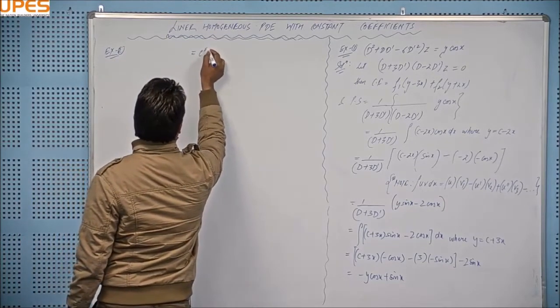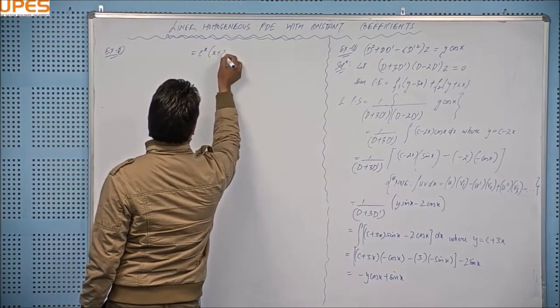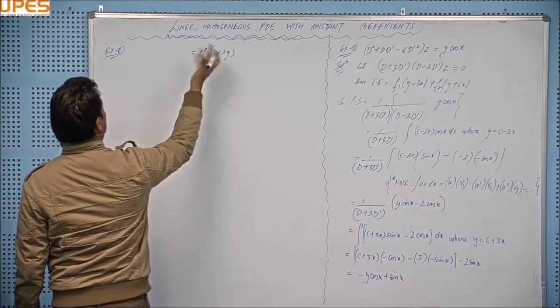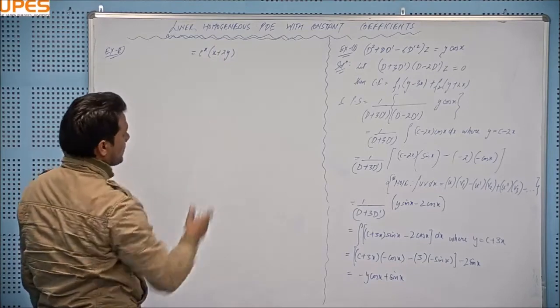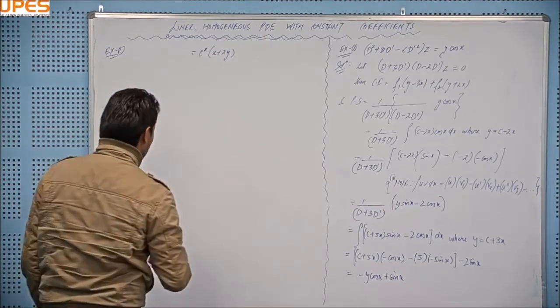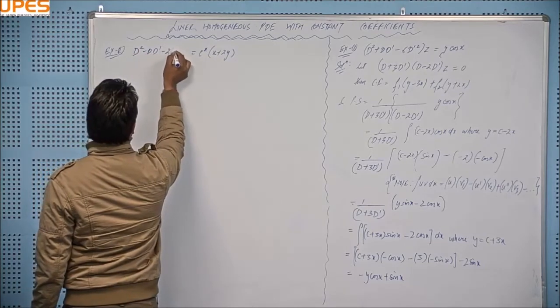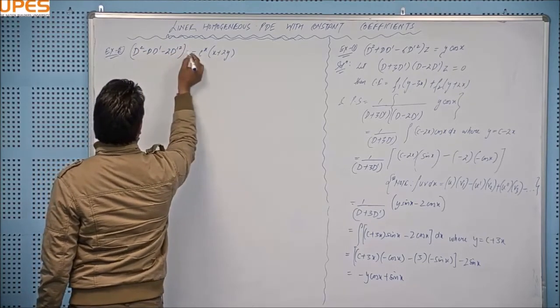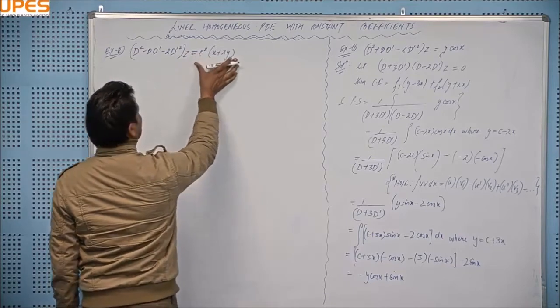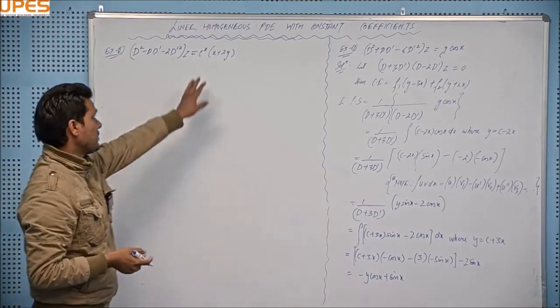Let me change the right hand side, e to the power x plus 2y, the exponential function multiplied with some function. And the left hand side can be taken the same, or you can change it: D squared minus DD dash minus 2D dash squared. So we are concerned with the right hand side only. See the difference between these two.